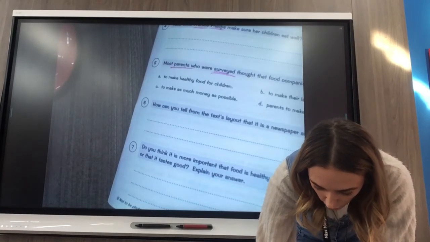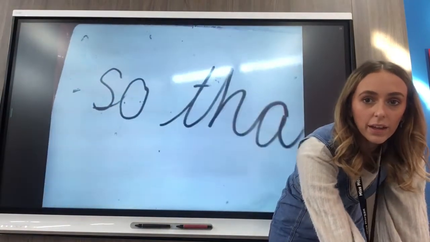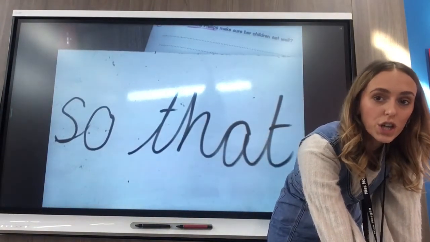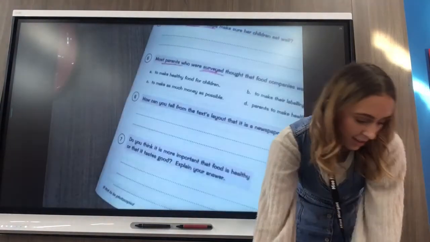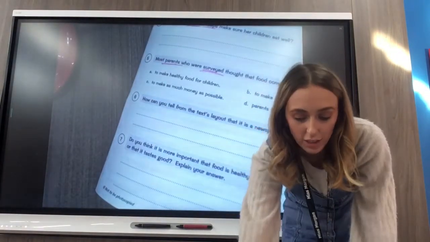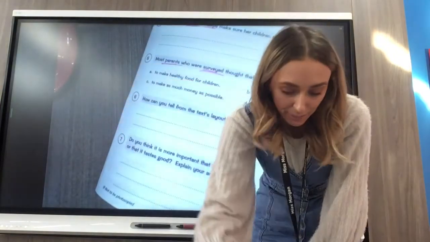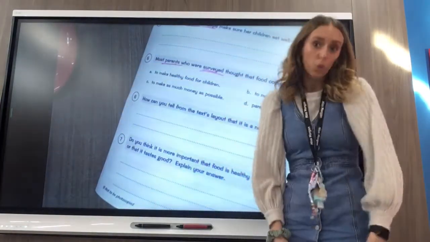I wonder if you could use a different conjunction rather than because. So Miss Morgan used so that. Okay, I'm not going to give you another challenge today because you have got your work to do at the beginning of this lesson, and today's has been quite difficult.